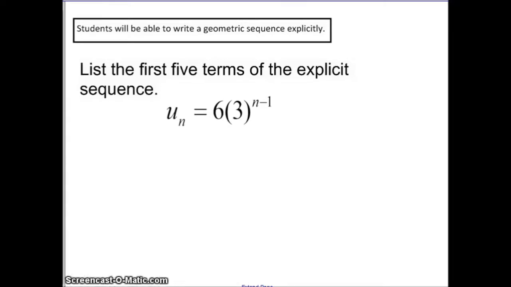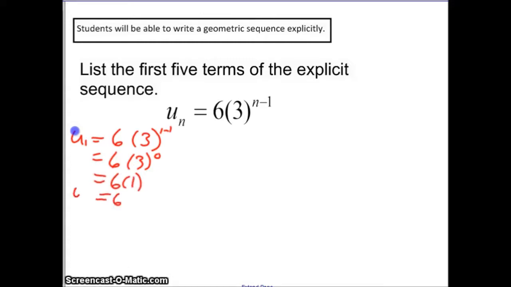Okay, now what I have is an explicit sequence. And in an explicit sequence, I am finding the terms using n is the term number. So if I were to plug a 1 in, I'm going to find my first term, which is 6 times 3 to the power of 1 minus 1, which is 0. 6 times 3 to the power of 0. Anything raised to the power of 0 is 1. So my first term is 6.